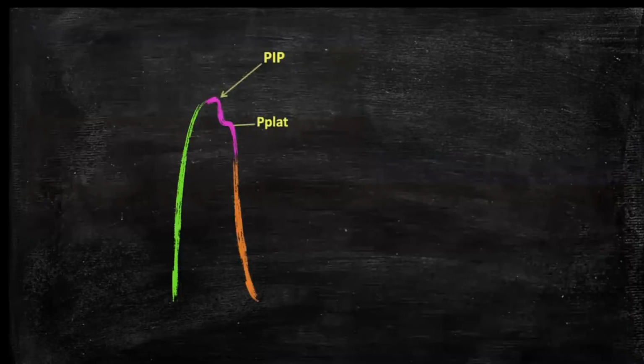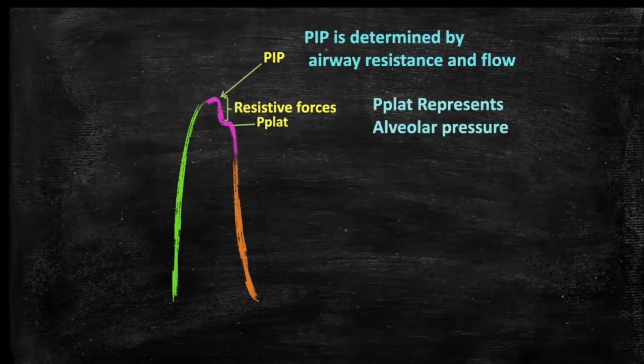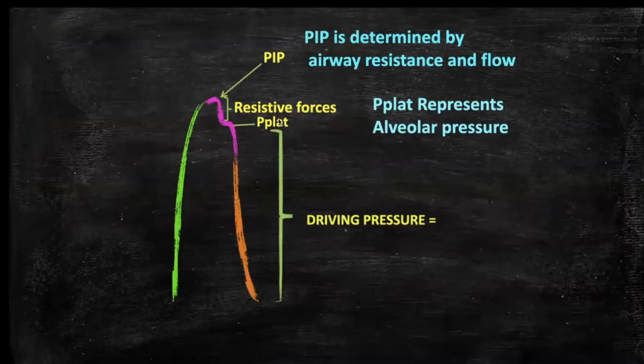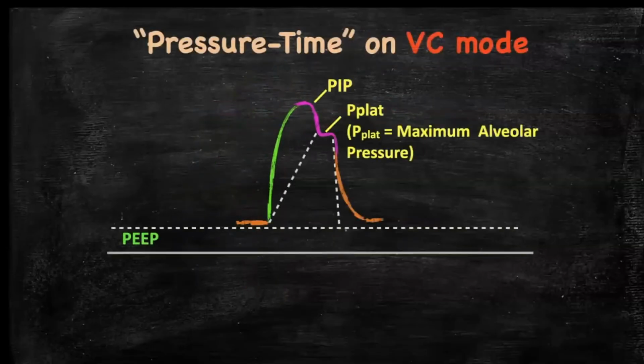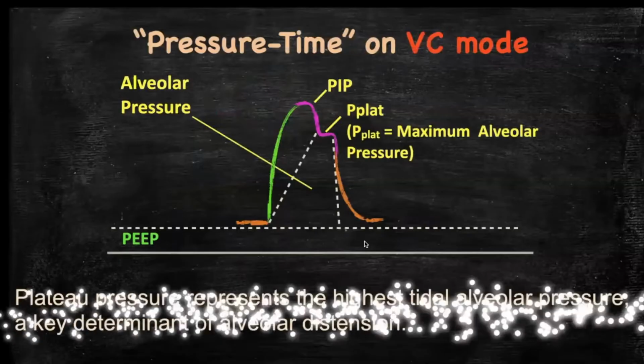So this is PIP and P-plateau, and the gap between PIP and P-plateau is determined by the airway resistance. We will be discussing that in more detail in later slides. So PIP is determined by airway resistance and flow, and plateau pressure corresponds to the available alveolar pressure. The distance between plateau pressure and the positive end expiratory pressure is nothing but driving pressure. So driving pressure is nothing but plateau pressure minus positive end expiratory pressure. We just need to remember this right now. In later slides, we will be discussing this in more detail. So we have this particular area called alveolar pressure.